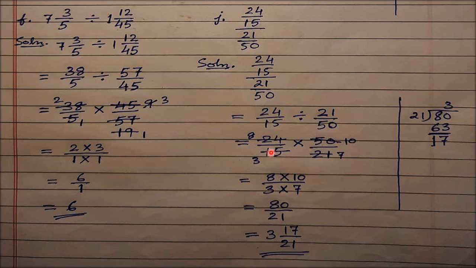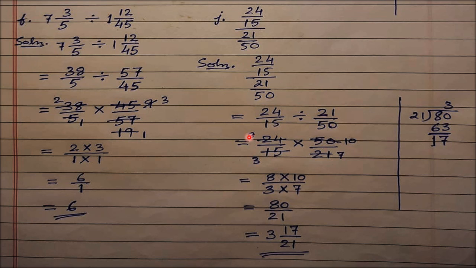15 and 50, their common factor is 5. So by 5 we can cancel 15 and 50. So 5 10 times is 50 and 5 3 times is 15. Similarly 24 and 21, their common factor is 3. So we can cancel 24 and 21 by 3. 3 7 times is 21 and 3 8 times is 24. Now in the numerator you have 8 and 10, in the denominator 3 and 7. Now if you see, the numerator and denominator don't share any common factor. That's why we need to stop here now. We cannot cancel them any further.